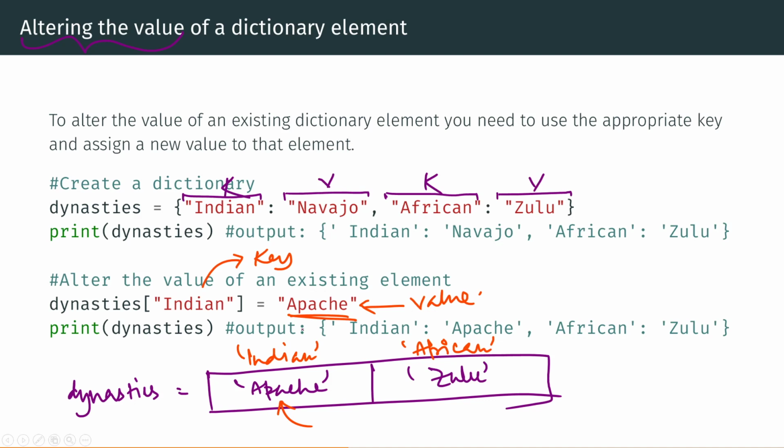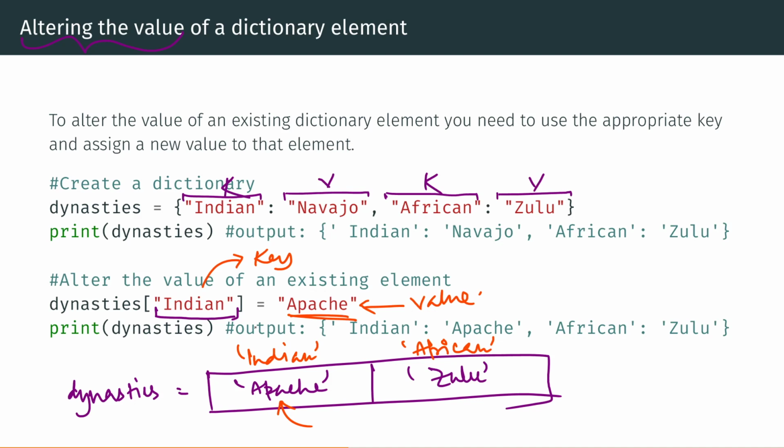Okay, so that's how you change or modify an existing element. Just to make sure that we're on the same page, if this key does not exist, what do you think will happen? What will happen if the key Indian does not exist? Let's say instead of Indian, we use something else. What will happen then?